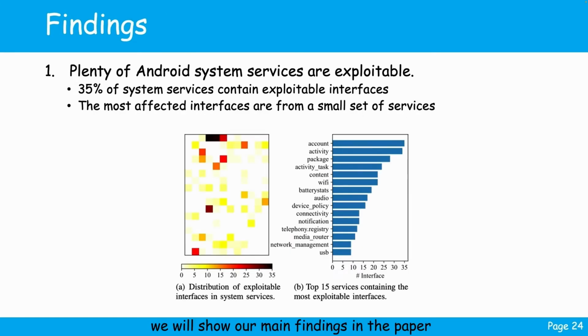Now, we will show our main findings in the paper. This figure visualizes the numbers of affected interfaces per system service in Android 11. It shows that among the 200 system services, 35% of them contain exploitable interfaces. Moreover, the most affected interfaces are from a small set of services.